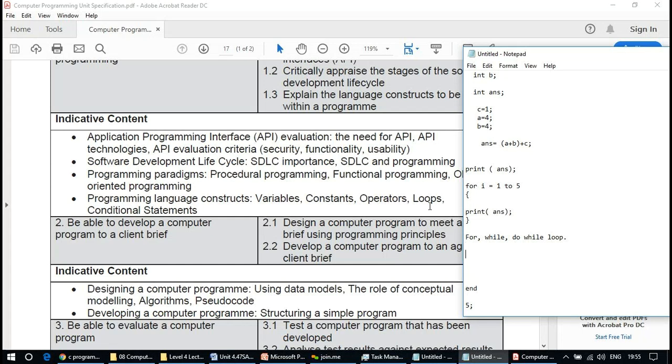Is for each a loop? They say for each means this bracket and this bracket, and anything within these brackets would be repeated that number of times, right?